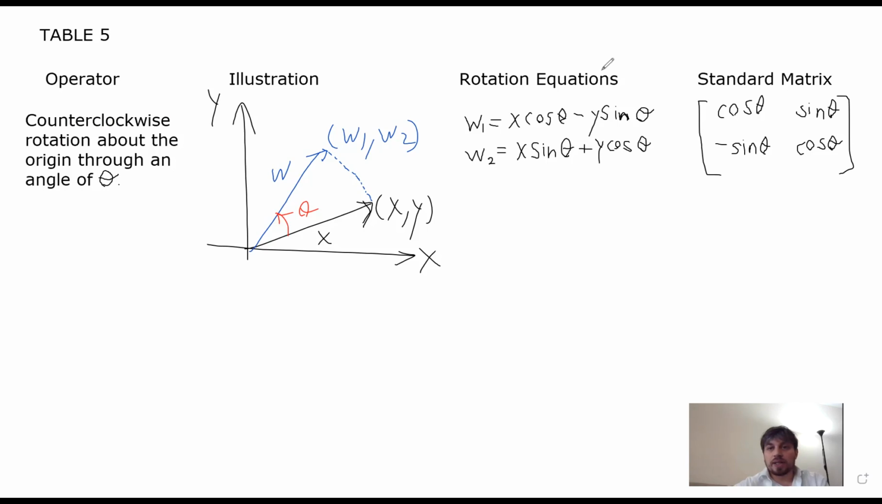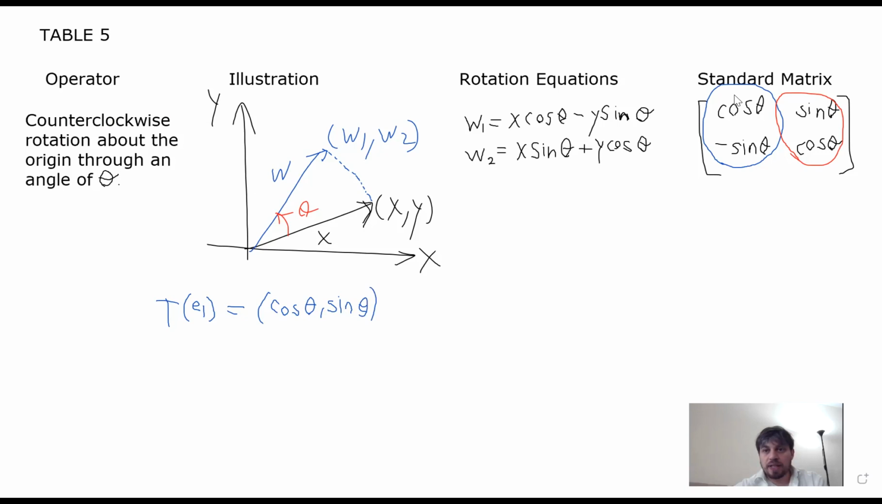Okay. So how do you get these two column vectors? You have this column and you have this column. If you rotate E1 counterclockwise by an angle of theta, the effect is the vector cosine theta, comma sine theta. So that's the first column.